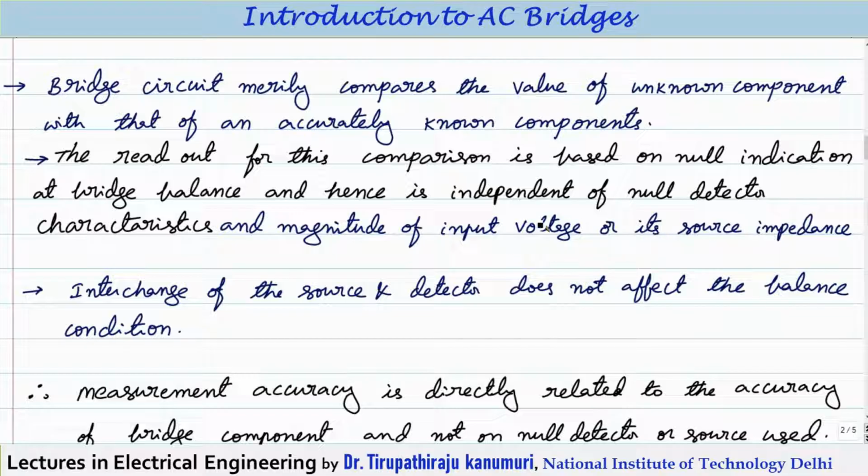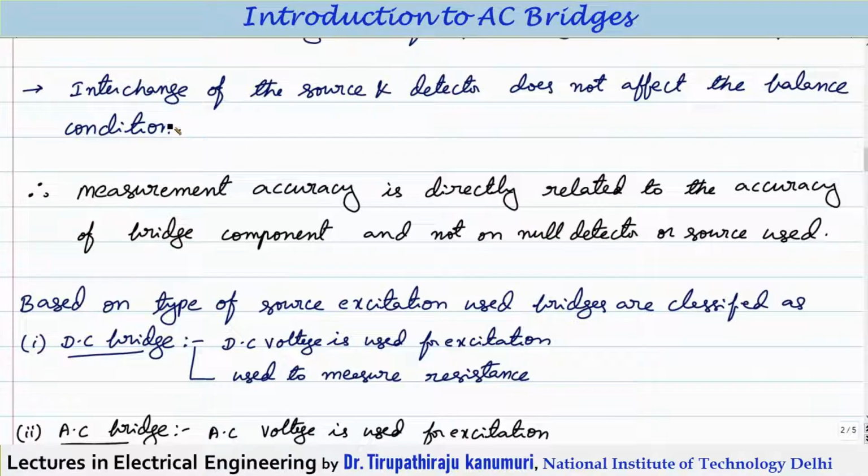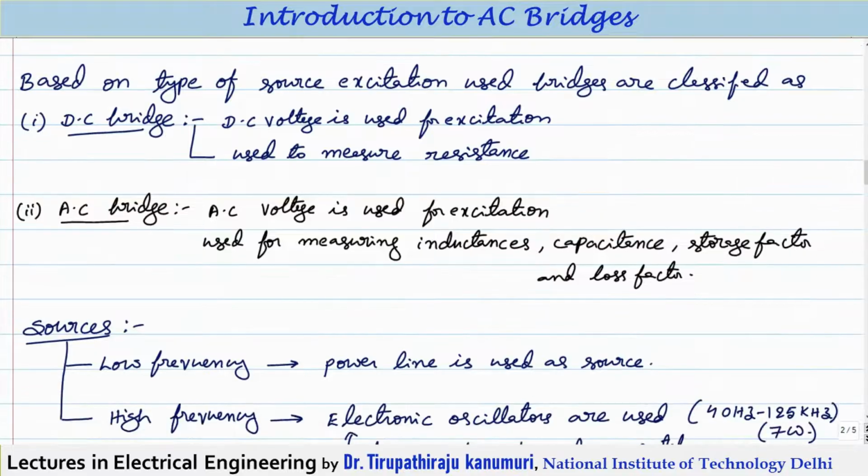Irrespective of what magnitude of input voltage you are giving, under balance condition the equation will be independent of those voltages also. Because of this, the interchange of the source and the detector does not affect the balance conditions. Or we can say the measurement accuracy is directly related to the accuracy of the bridge components and not on the null detector or the source used. That is the advantage of this one. The disadvantages of other indicating type instruments are not there in null detection techniques, so we get more accurate results when compared to normal measurements.